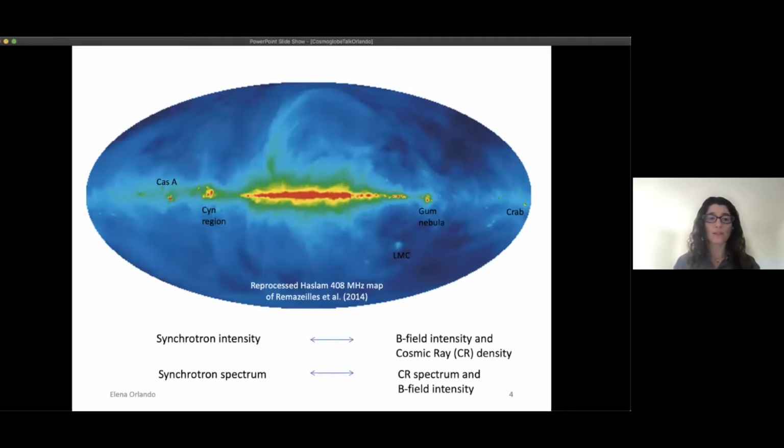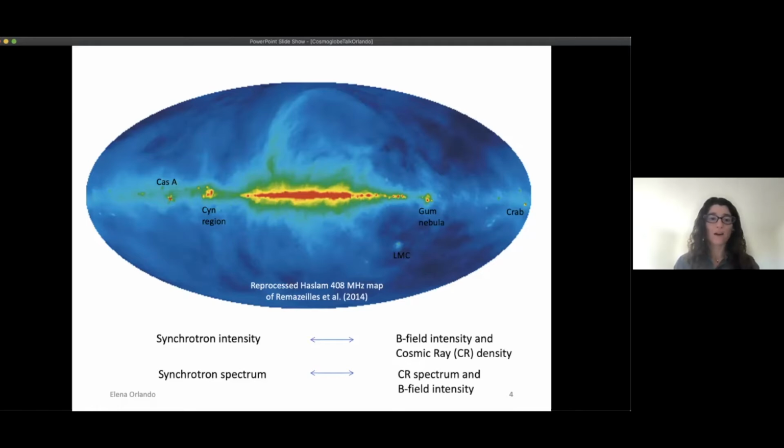So here we have the 408 megahertz map that we all already know. We look at this map and we say, wow, this is synchrotron. This is usually used as a template for the component separation, and usually with assumptions of a spectral index of -3 for the entire galaxy. But we know that the synchrotron intensity depends on the magnetic field intensity and the cosmic ray electron density, while the synchrotron spectrum depends on the cosmic ray spectrum and on the magnetic field intensity.